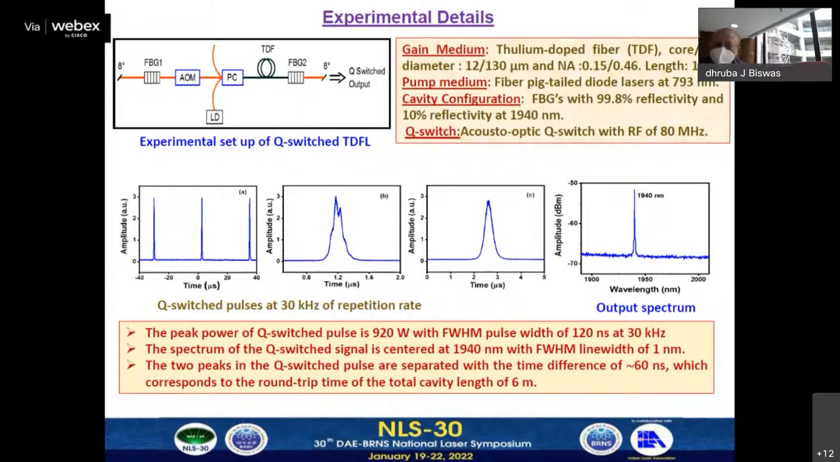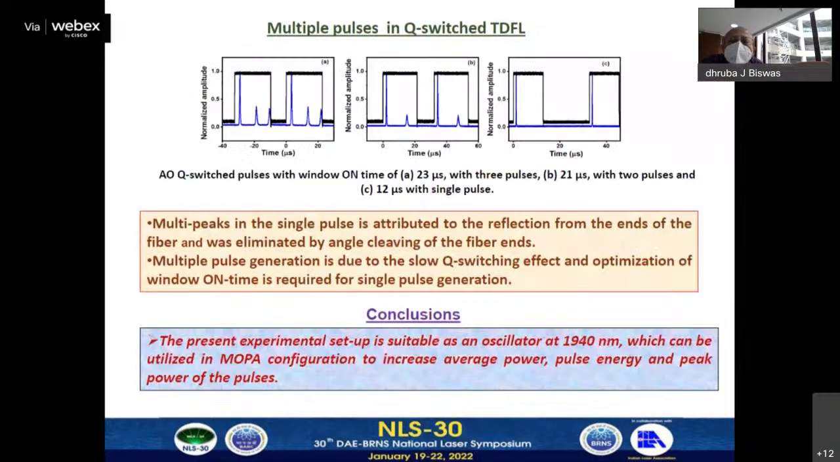As we decrease the on time from 23 to 21 microseconds, the number of pulses decreased to 2, and we obtained a stable single pulse at an on time of 12 microseconds duration. The multiple pulses were because of the slow switching effect, and optimization of window on time is very much required for the generation of a stable single pulse in the case of Q switching.